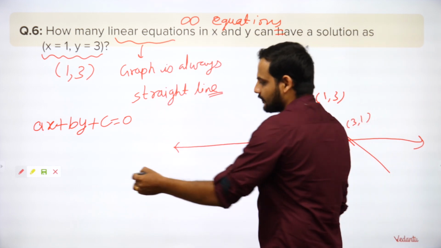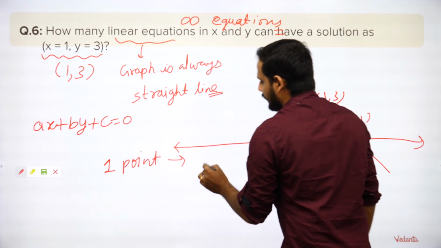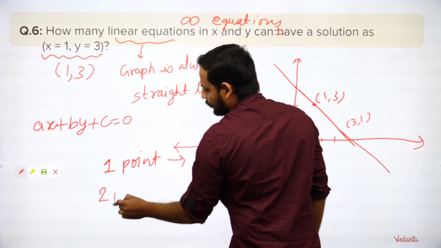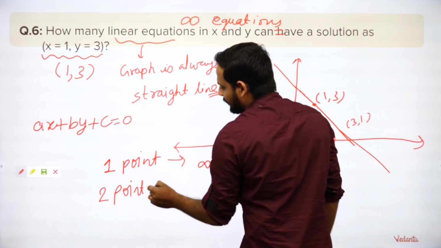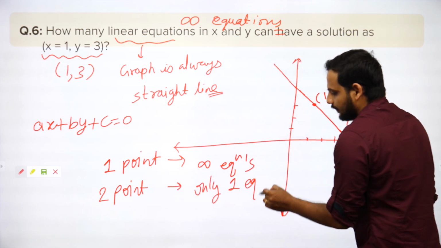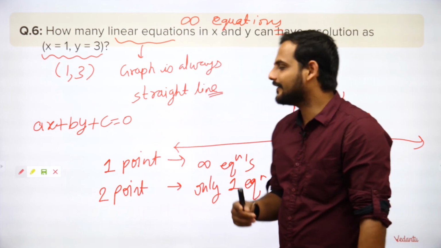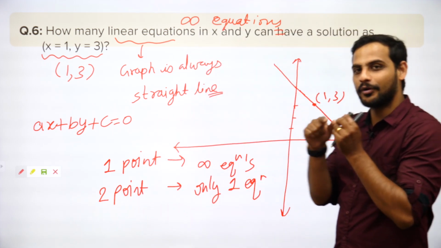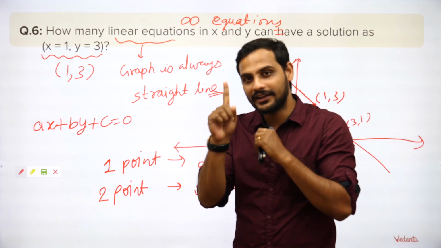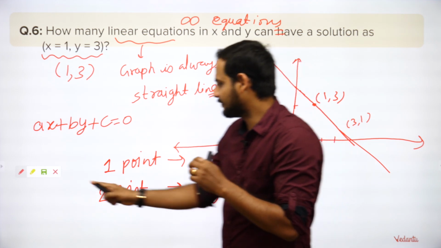So if 1 point is given to you, you can say infinite equations can pass through it. And if 2 points are given to you, then you will say only one equation can pass through both the points. It's based on simple geometry. From a single point, infinite lines can pass. But if I give you 2 fixed points, only one line can pass through both. Understood? Chalo, let's move to the next question.